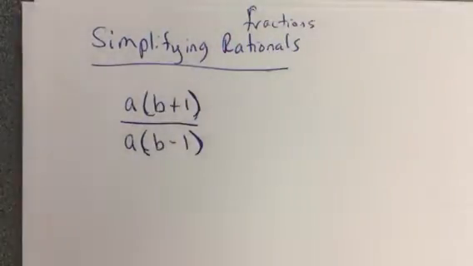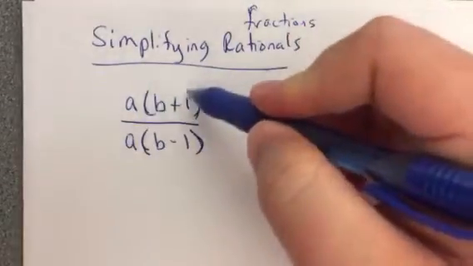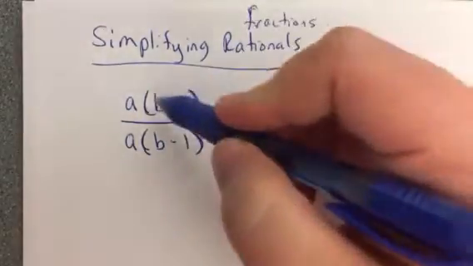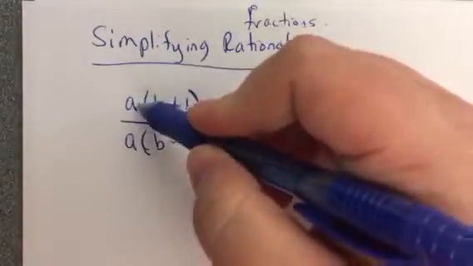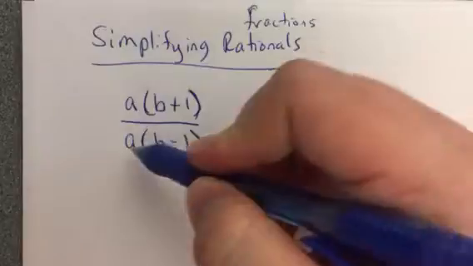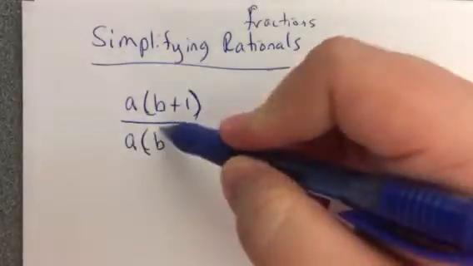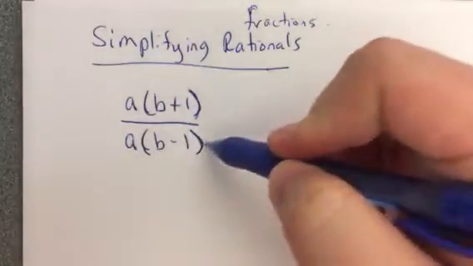Remember, when you're adding two terms together, it hooks them together, okay? So when we start the cancellation process or the simplification process, you never want to separate anything that is combined together with a plus sign, okay? So our two factors, a and b plus 1. So in the denominator, we have the factor a as well and b minus 1.